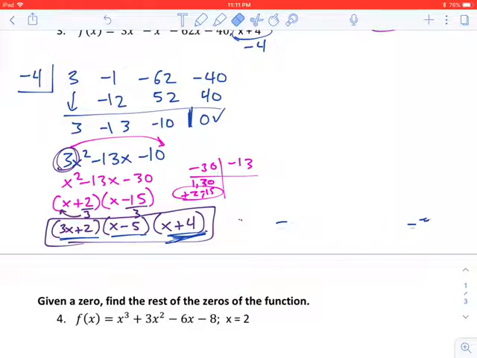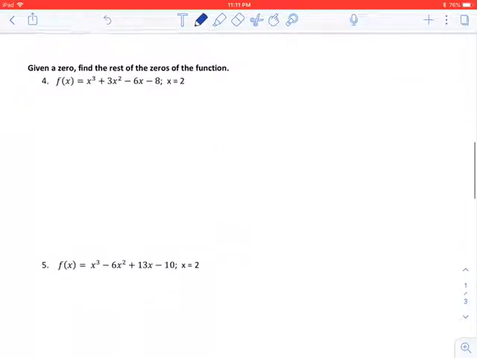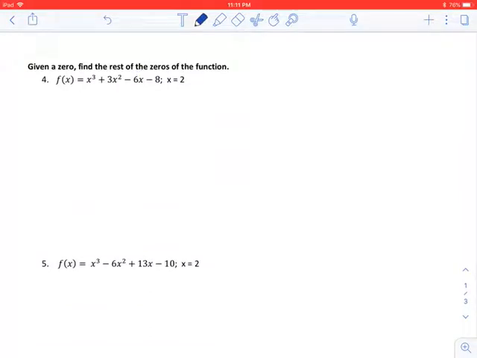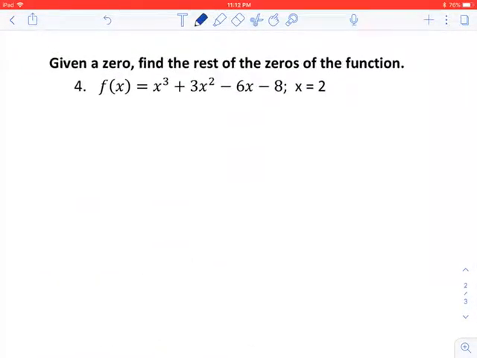on the back. And for these first two, I'm going to go ahead and actually graph these as well. And we'll talk about that a little bit here. But first, let's go ahead and find our factors, because those are also going to be my zeros.